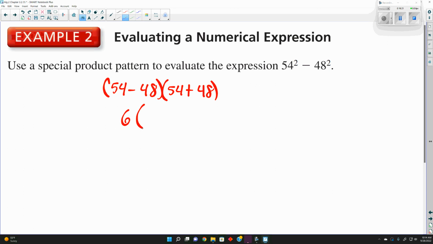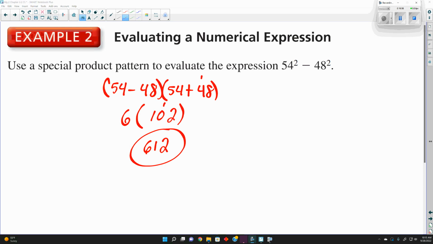54 plus 48. Well, 4 and 8 is 12, carry the 1. 5 plus 4 is 9, plus 1 is 10. And 6 times 102. Well, 6 times 2 is 12. 6 times 0 is 0, plus 1 is 1. And 6 times 1 is 6. So 54 squared minus 48 squared is 612. So any questions on this one here?